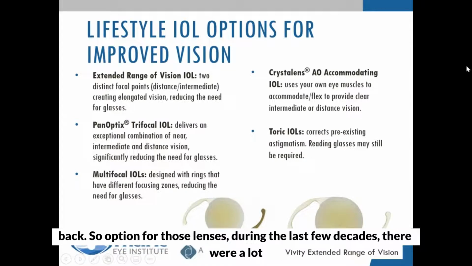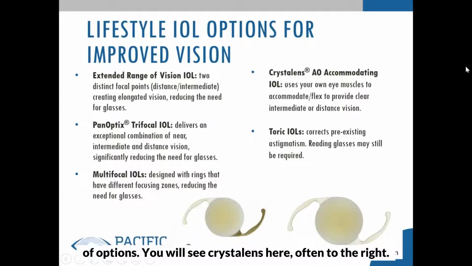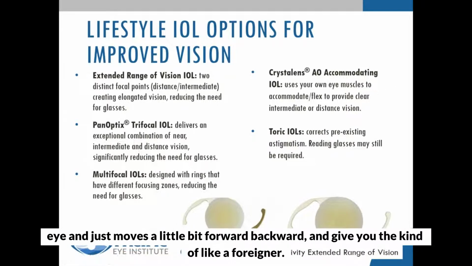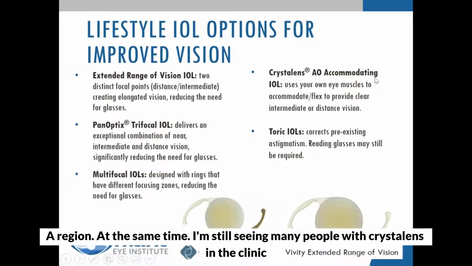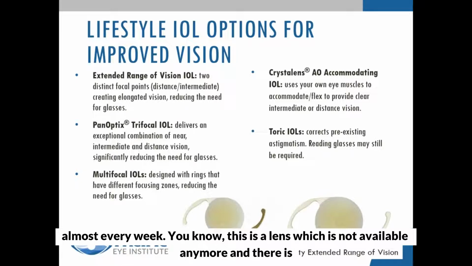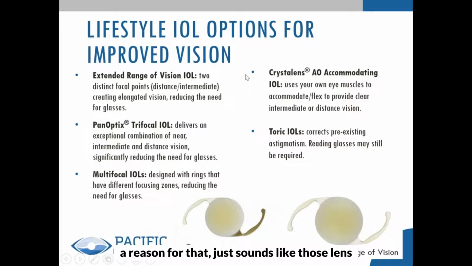During the last few decades, there were a lot of options for those lenses. You will see the Crystalens here up on the right. The Crystalens was a lens that was implanted in the eye and moves a little bit forward and backward, giving you kind of a far and near vision at the same time. I'm still seeing many people with a Crystalens in the clinic almost every week. This is a lens which is not available anymore, and there is a reason for that.